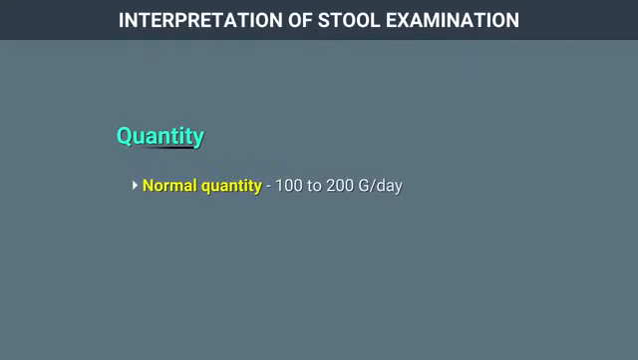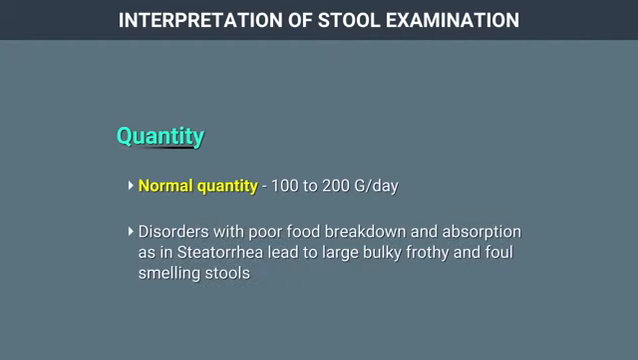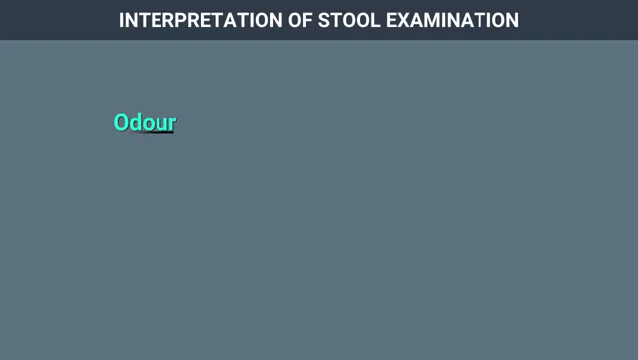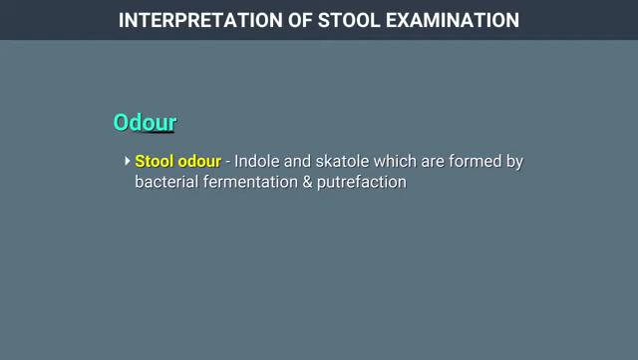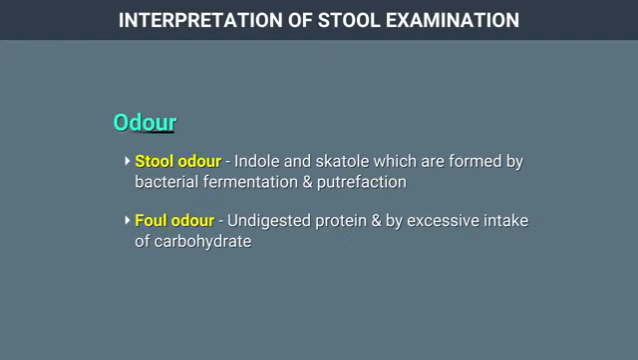Quantity of stool. Normal quantity is approximately 100 to 200 grams per day. Disorders with poor food breakdown and absorption, as in steatorrhea, lead to large, bulky, frothy and foul-smelling stools. Odor. Stool odor is caused by indole and skatole, which are formed by the bacterial fermentation and putrefaction. Foul odor is caused by the undigested protein and excessive intake of carbohydrate. A sickly odor is produced by undigested lactose and fatty acids.